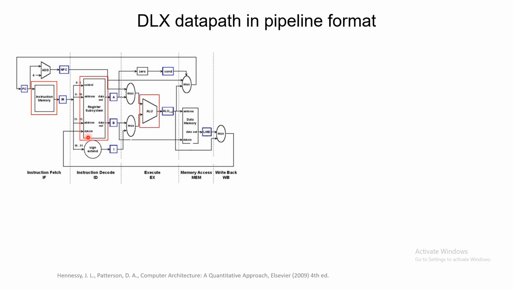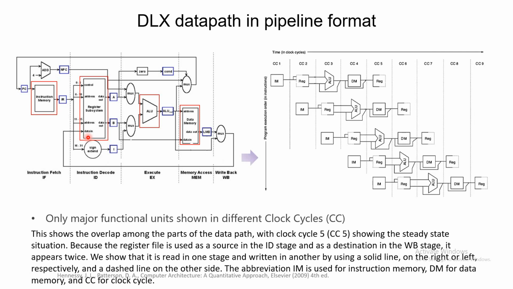In the third stage, the most important part is the ALU, because in the execution the ALU is going to perform all the arithmetic and logical operations. The third stage of the data path will be represented with the ALU. Fourth will be the data memory, as the data memory is the important part in the fourth stage. And fifth again registers. So this is the data path of the DLX. So this is the DLX data path in pipeline format.